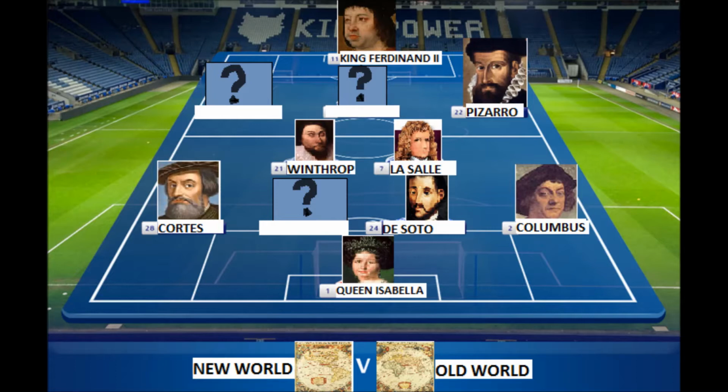but there were other players who had a role. John Winthrop led a migration of Puritans from England to America, and he was the governor of the Massachusetts Bay Colony. René Robert Cavelier, Sieur de La Salle, was a French explorer and colonist who established French claims to lands around the Great Lakes in the Mississippi Valley.